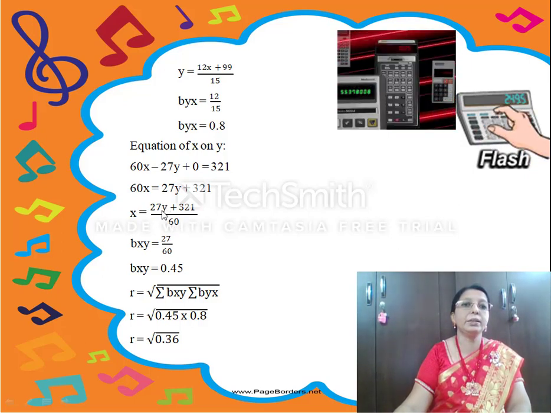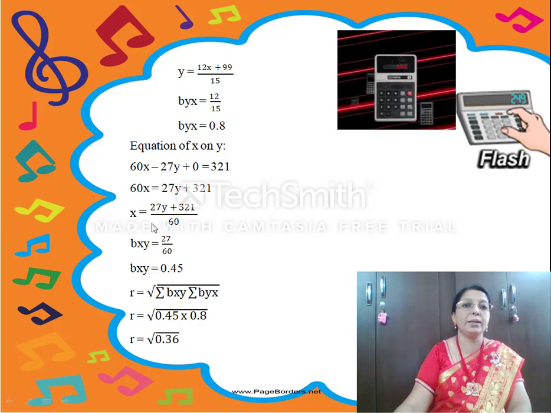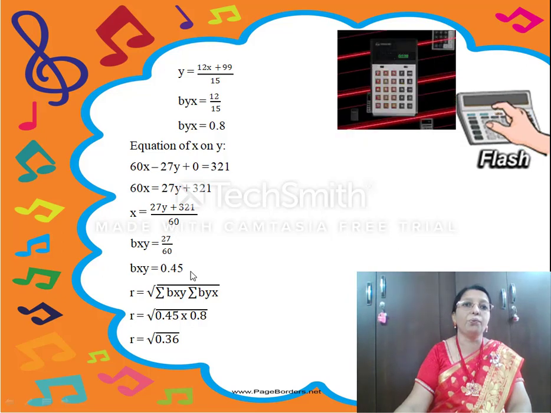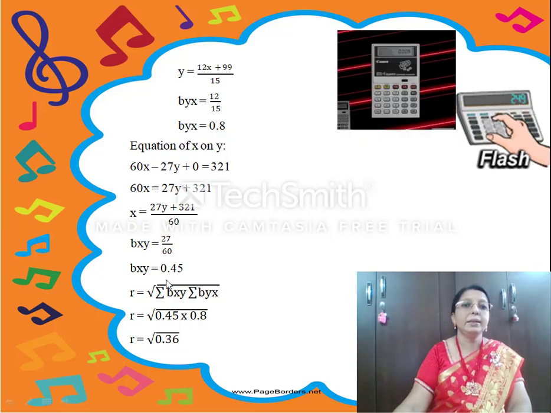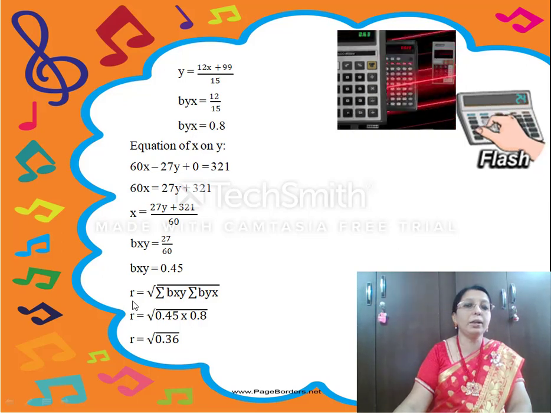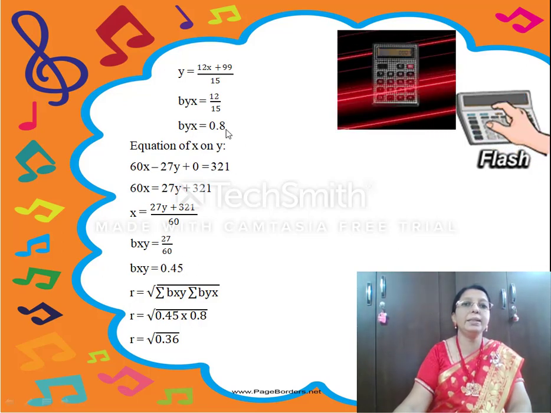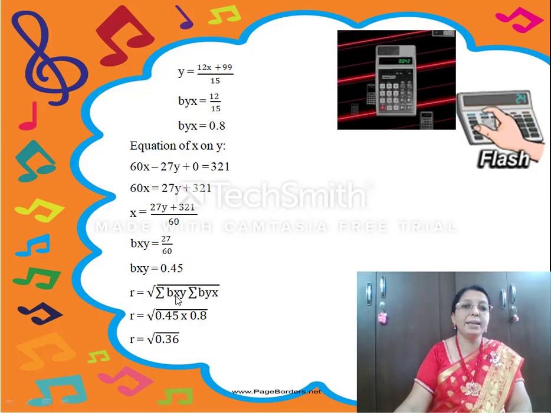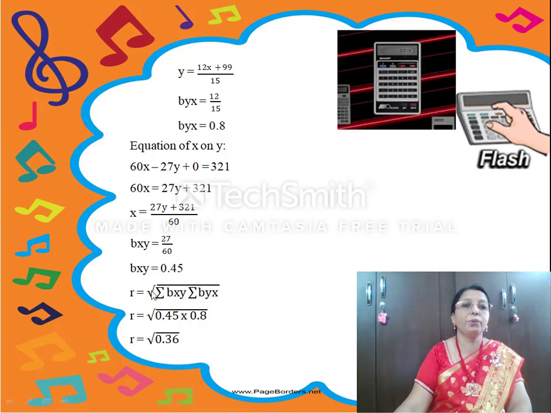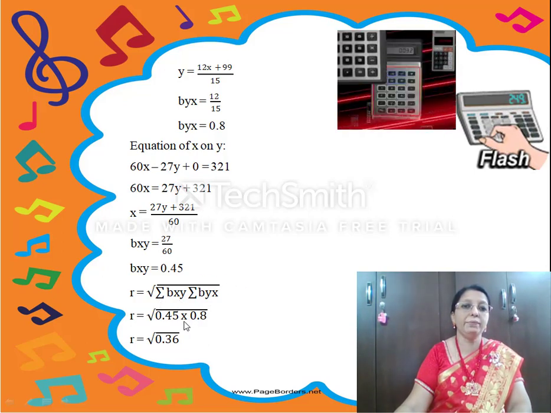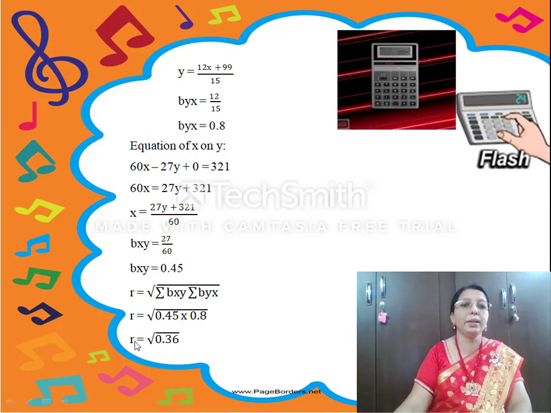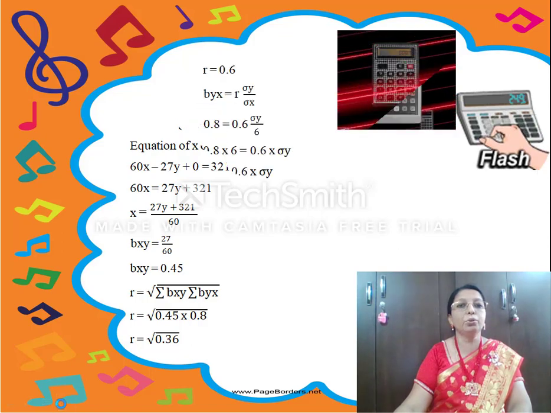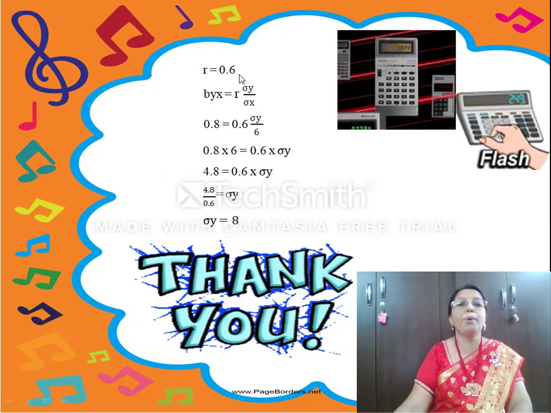So whatever value is attached to this y becomes bxy. So it is 27 by 60. So bxy is 0.45. We already got byx. Now we got bxy. For the correlation coefficient, we have to multiply these two regression coefficients and find the root. So root of bxy into byx. So 0.45 into 0.8, root of the whole thing. So r is root of 0.36. So when I take the root, I get r is equal to 0.6.